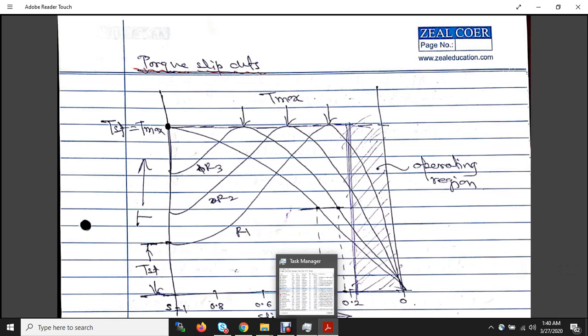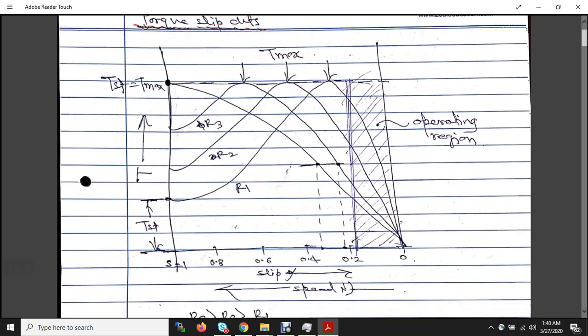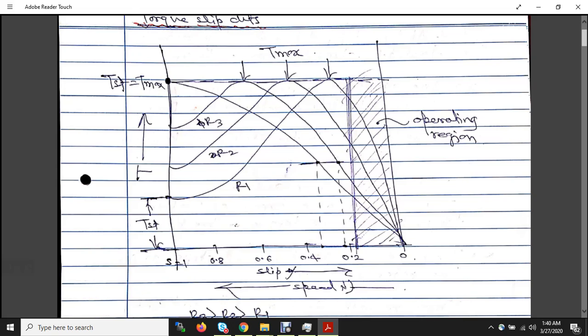Hello students, in our last video we obtained the expression for starting torque and torque under running conditions. Now we are going to learn the torque slip characteristics of induction motor. This torque slip characteristics is a family of curves drawn for various rotor resistances such as R1, R2, R3, and here it is R2 equal to X2.